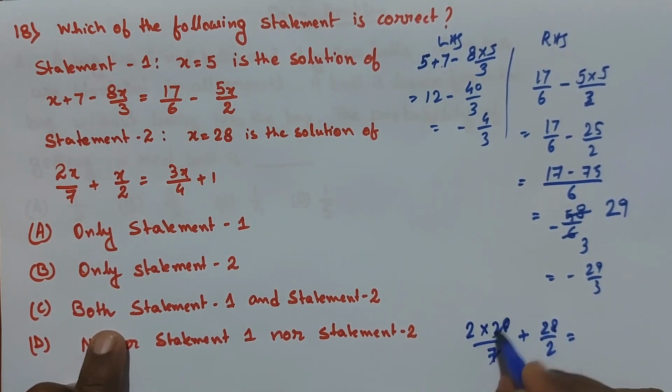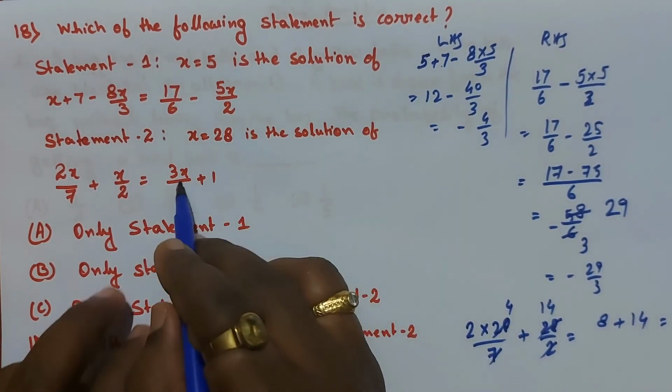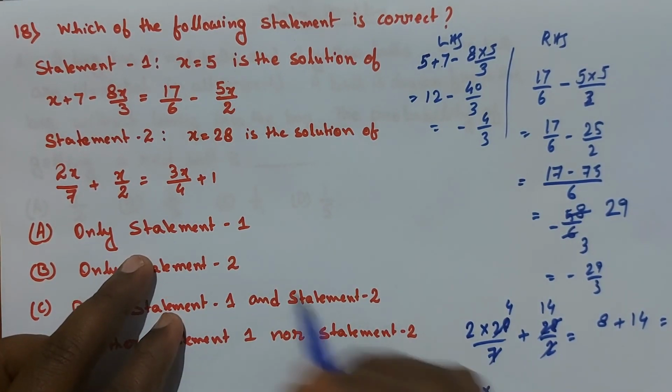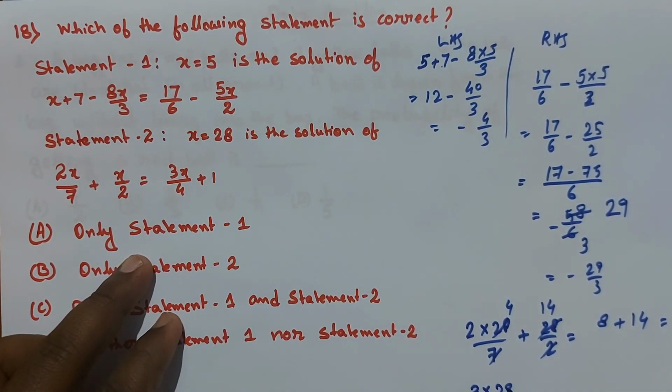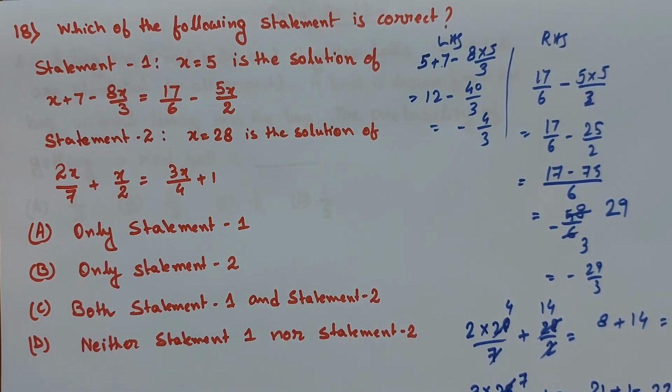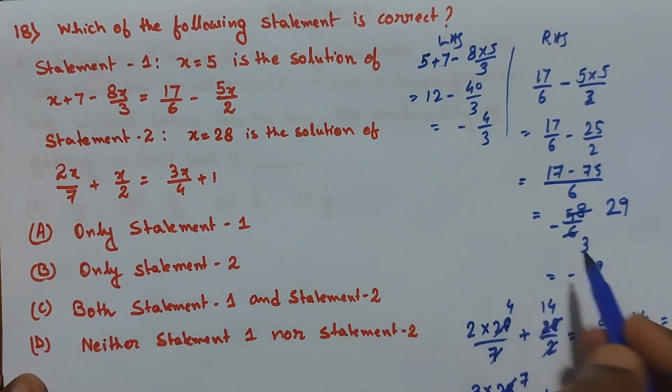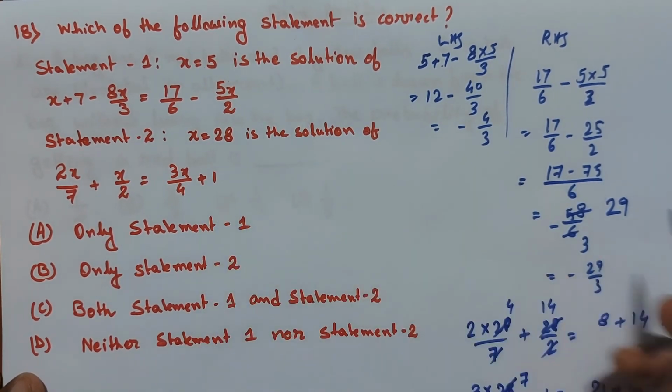This is 8 plus 14, which equals 22. Then the right hand side is 3 into 28 by 4 plus 1, which is 21 plus 1, equal to 22. So that means the second statement is correct. The first statement is wrong, the second statement is correct.